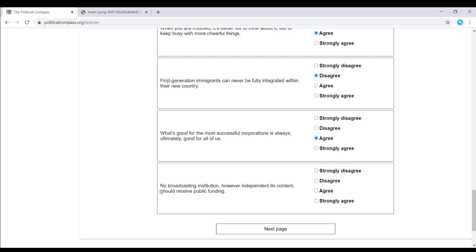So, no broadcasting institution, however independent its content, should receive public funding. I strongly agree with this. I think that public funding for a broadcasting institution has contributed to fake news. I think it's contributed to a lot of lobbying. I don't appreciate that.